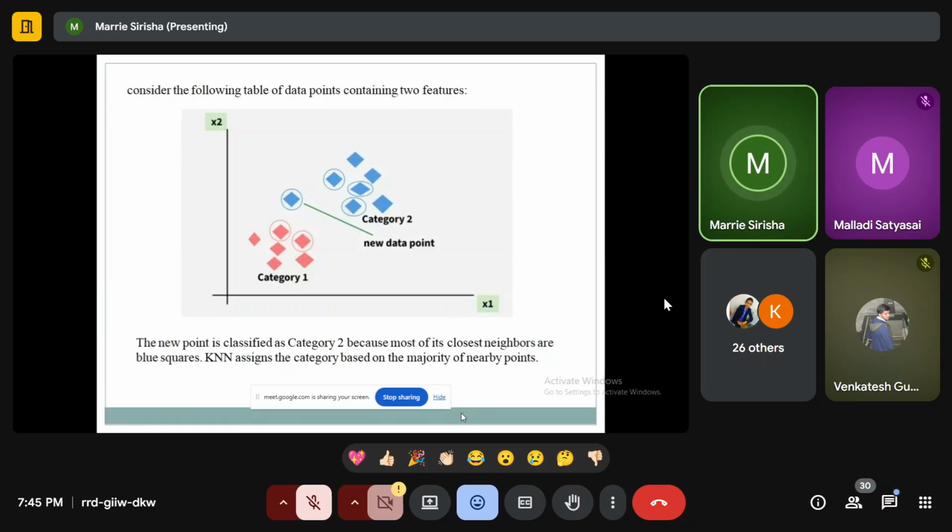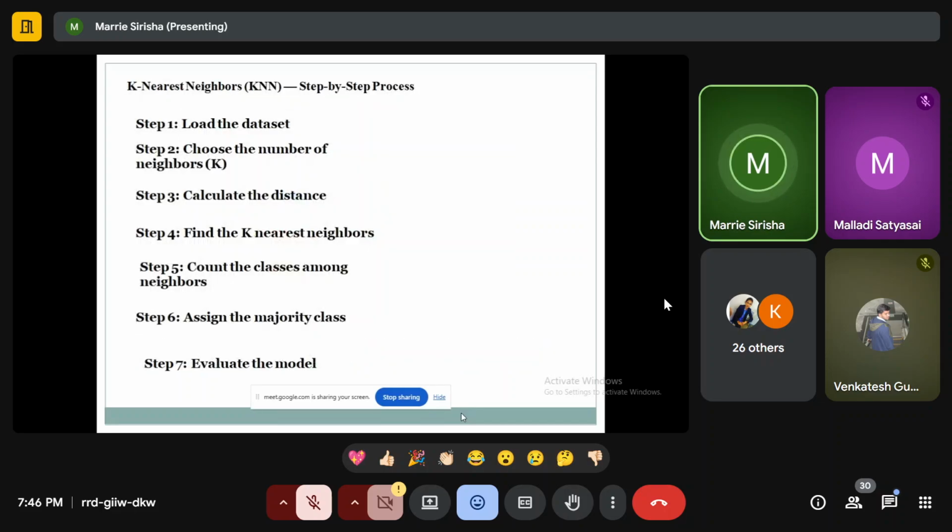మెజారిటీ పాయింట్స్ దగ్గరలో ఏది ఉంటే మనం ఆ డేటా పాయింట్ ని ఆ పర్టికులర్ కేటగిరీలో క్లాసిఫై చేస్తున్నాం, రైట్? So these are the steps you need to follow. First one, you have to load the dataset. ఇప్పుడు నువ్వు ఏ కేటగిరీని క్లాసిఫై చేయాలనుకుంటున్నావో ఆ డేటా సెట్ ని తీసుకోవాలి ఫస్ట్ స్టెప్. సెకండ్ స్టెప్ ఏంటి? You have to choose the k number.